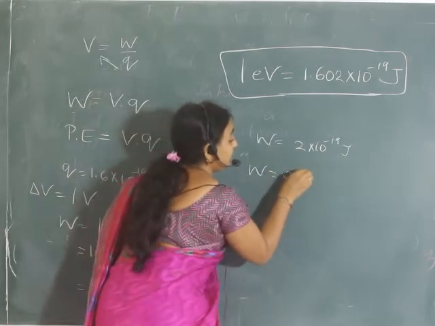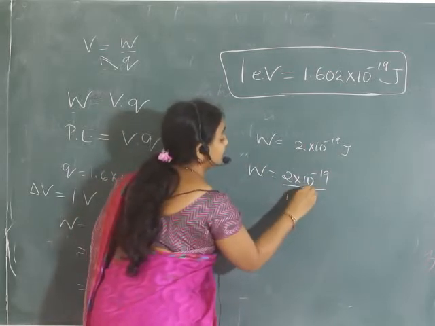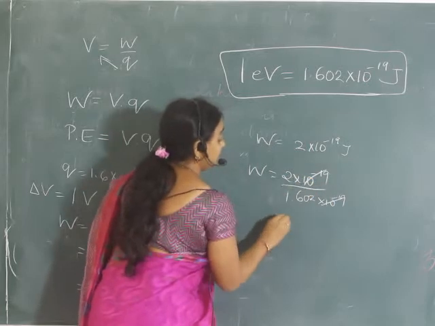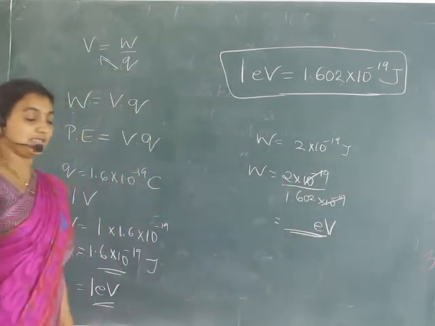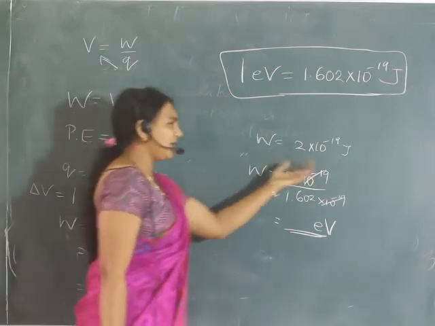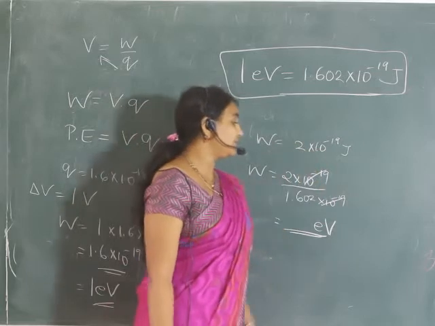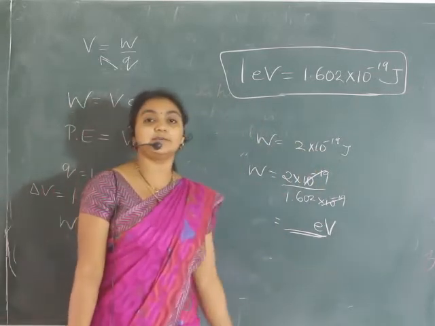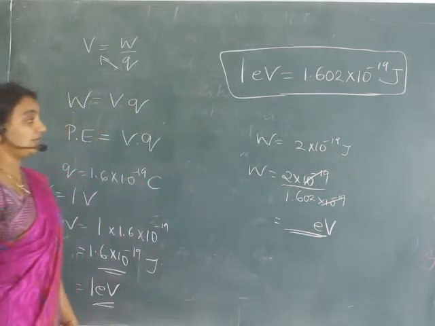2 into 10 to the power minus 19 divided by 1.602 into 10 to the power minus 19. So the answer you get is in terms of electron volt. This is how you can convert. Whatever answers you get in terms of joules, divide it by 1.602 into 10 to the power minus 19, and the answer you get is in terms of electron volt. Understood? This is how you can convert from joule.